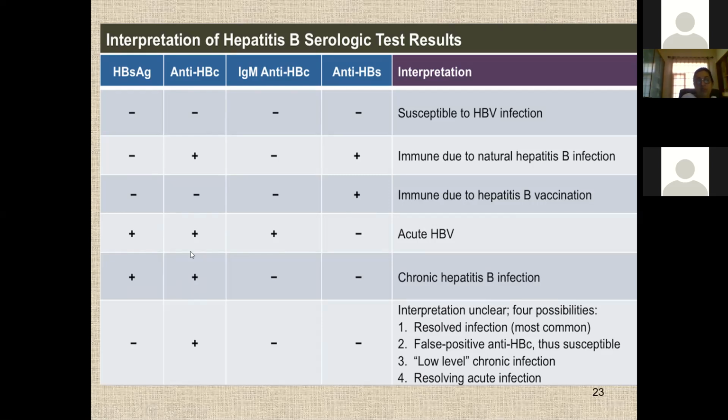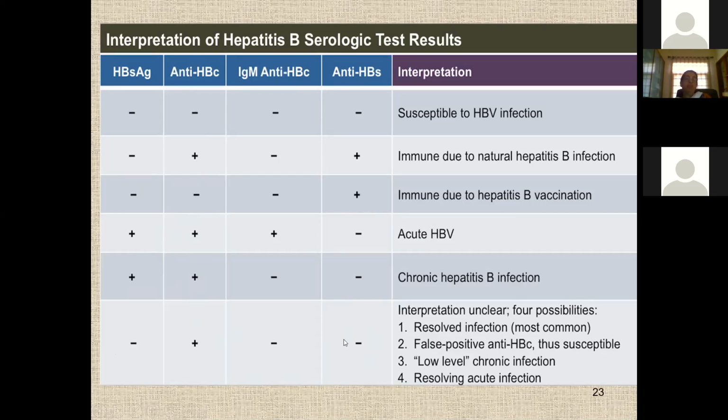So core is a chronic infection. In acute, sometimes if you have checked core in the very early phase, it might become negative because it takes 2 to 4 weeks to develop. So only the core is positive and other antibodies are negative, which means resolved infection, false positive hepatitis B core total, susceptible, low level of chronic infection, resolving acute infection.